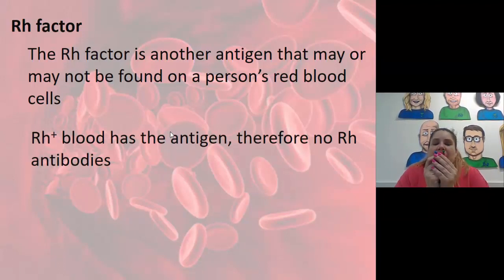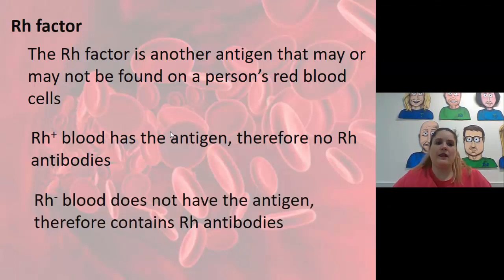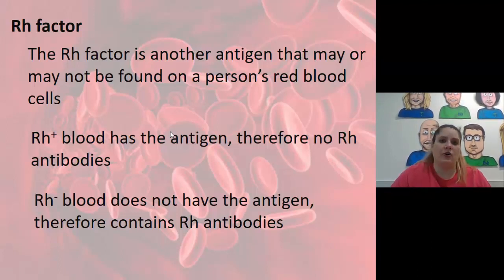So Rh positive blood has the antigen, which means it will not have these antibodies. It's got the antigen, so no Rh antibodies. But Rh negative blood does not have the antigen, so it will have the anti-Rh antibodies, because there's nothing for it to bind to and nothing to clump things up. So Rh positive, Rh negative. It's just a whole other thing. It doesn't matter whether we're talking about A blood or B blood or O blood.